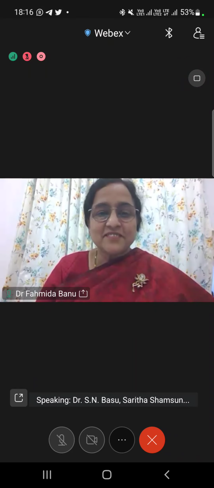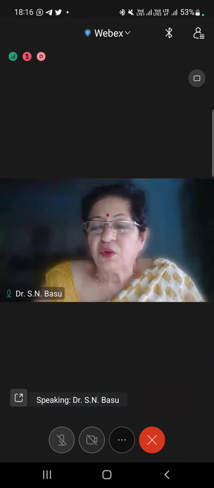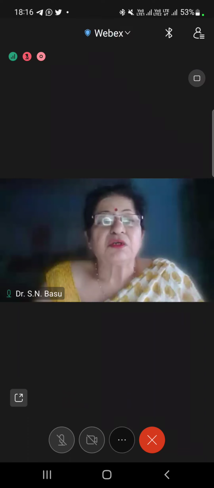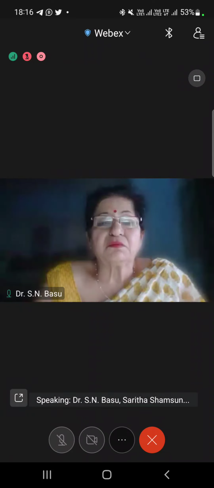I think mitomycin C, from what I can recall, is used by ophthalmologists to prevent scarring and adhesion. I have not heard of or used mitomycin for preventing cervical scarring. What about you, Dr. Radhika?